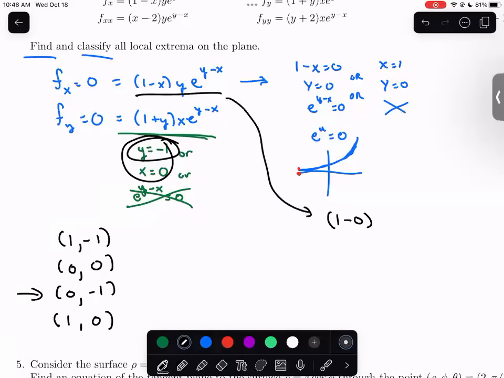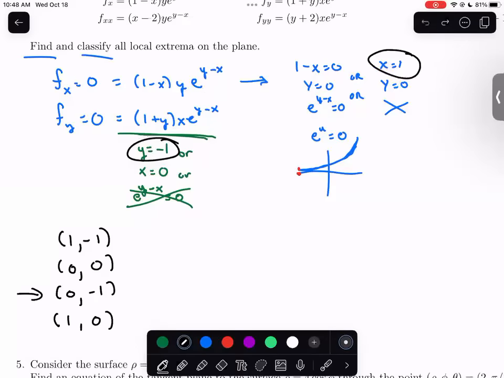If y is equal to negative one, we would have a negative one here, and then we'd have e to the negative one minus zero. So that means that our x derivative here would be negative one times e. That's not zero. And so you do have to be a little bit careful about making sure that both your x derivative is equal to zero and our y derivative is equal to zero.